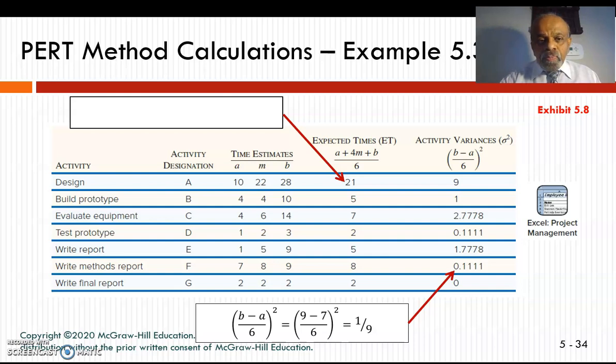I can calculate the PERT method this way. Let's say for activity A, my A is 10, B is 28, and M is 22. So my expected time is 21. That is 10 plus 4 times 22 plus 28, divided by 6. That comes to 21. My activity variance is going to be 9, and from the variance, the standard deviation is going to be 3, and the expected time is going to be 21. I can calculate it that way as well.